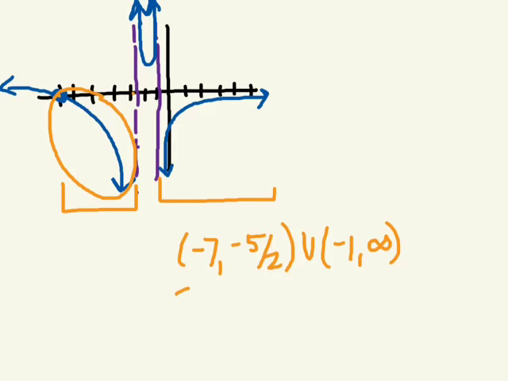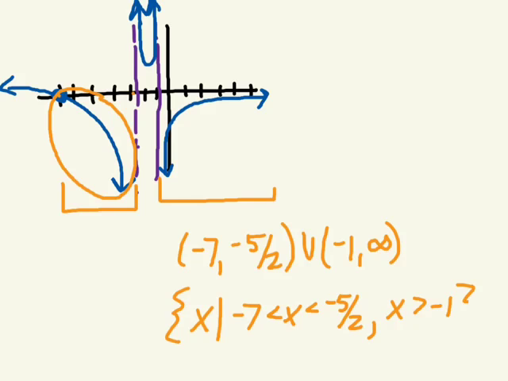And in set notation, between -7 and -5/2, and greater than -1. Again, make sure you're using your graphing calculator and looking at your table to verify your values, not just your graph. Remember, the graph, the picture you're looking at is constrained by your pixels, and depending on how good your calculator is, it's hard to see sometimes what's going on there.